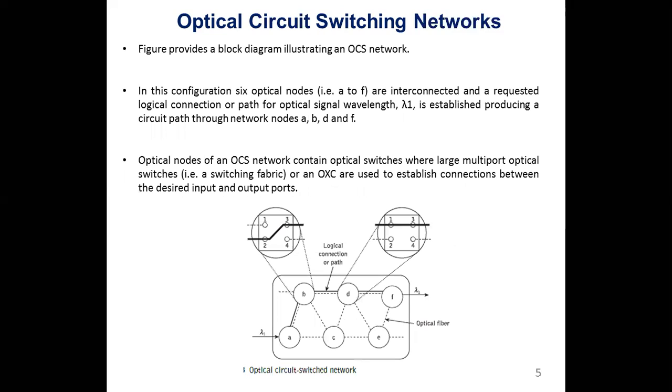So this is the diagram for an optical circuit switch network. You can see there are 6 nodes A to F, and these are interconnected, and there is a logical connection or path for optical signal wavelength. So you have lambda 1, which is established, producing a circuit path through A, B, D, and F. The optical nodes in this kind of a network, the circuit switch network, will contain optical switches and large multi-port optical switches or switching fabric, or an OXC, they are one and the same. They will be used to establish connection between the input and the output ports.